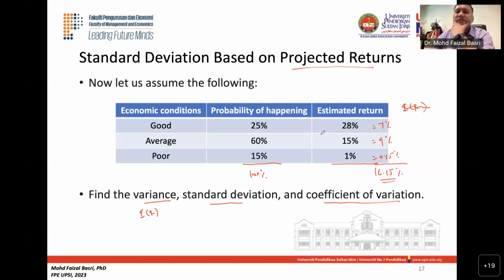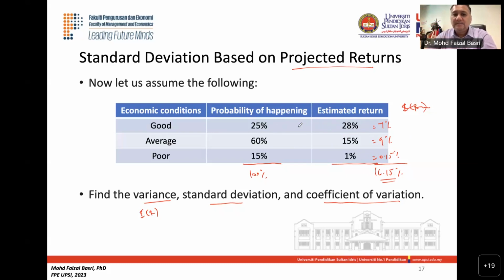Okay, you don't have to divide by 3, because we are not taking 28 plus 15 plus 1 divided by 3. No, we cannot do this. This is based on just 1 year's performance. When we divided to get the average earlier, that was based on multiple years' returns. Here we assume for the following year, just 1 year, but from 3 different scenarios. So we cannot take all 3 and then divide by 3. It will not work that way.